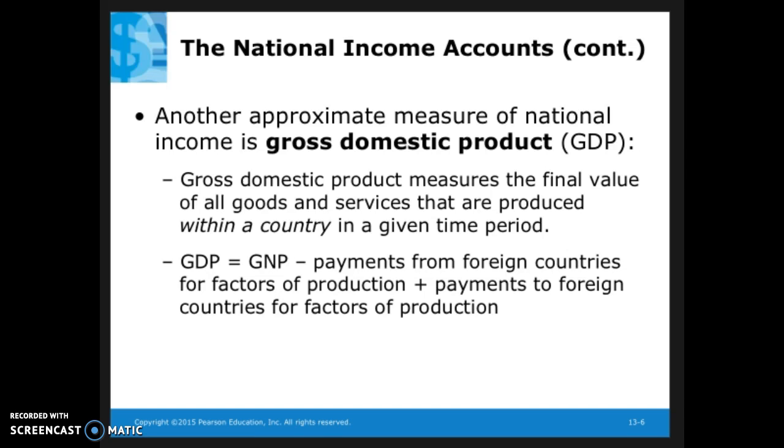Another approximate measure is gross domestic product. Typically, GDP is defined as the final value of all goods and services that are produced within a country's borders in a given time period. So GDP equals GNP minus payments from foreign countries for factors of production and payments to foreign countries for factors of production. So GDP is pretty much GNP if you take the foreign side out of GNP.